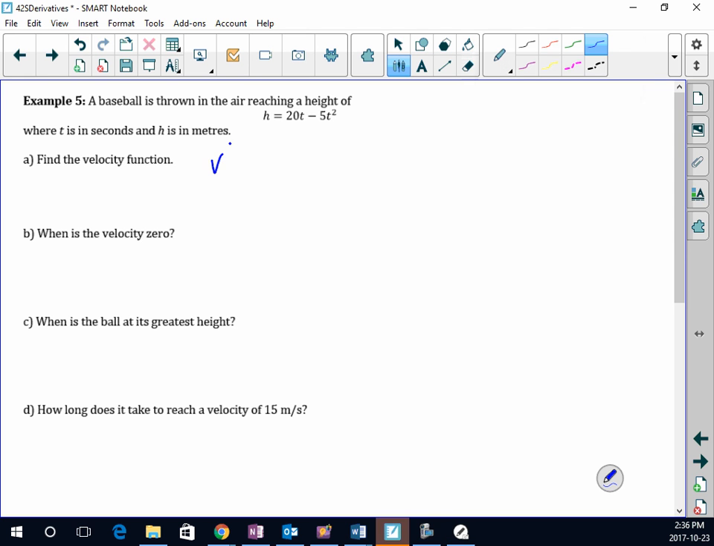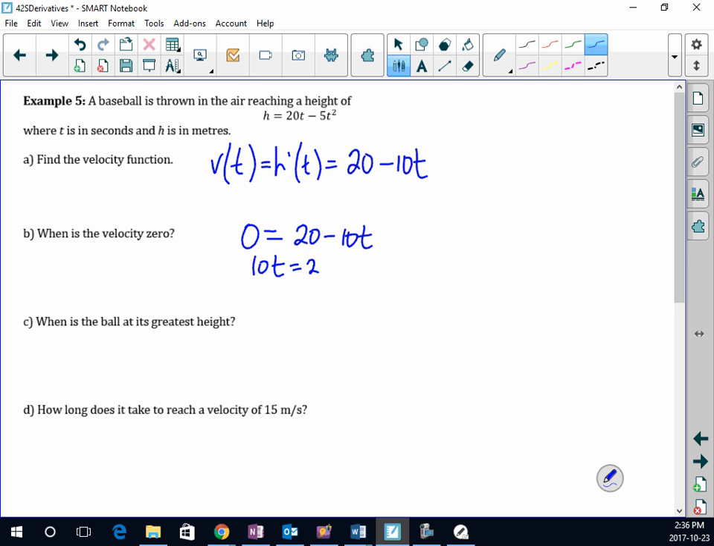The velocity function would be the derivative of the height, right? So h prime of t, so what would that be? 20 minus 10t. Yeah? When is the velocity 0? So what would I do there? Okay, so I set 0 to the velocity function, which is 20 minus 10t. So 10t equals 20, so t equals 2 seconds. Yes?